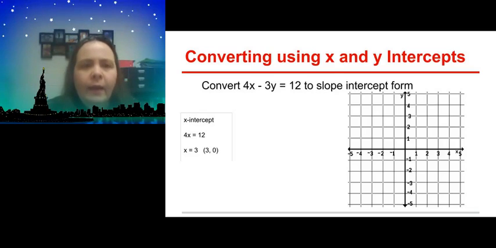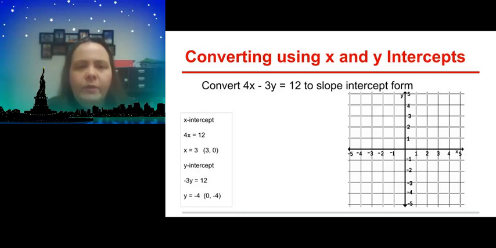Now to find the y-intercept, we're going to let x equal 0. So the 4x is going to drop out of the equation, and we just have negative 3y equals 12. When we divide by negative 3, we get y equals negative 4, and our y-intercept is at the point 0, negative 4. Now we're going to plot those on the graph that is there. We're going to plot 3 on the x-axis, and there it is. Then we're going to plot negative 4 on the y-axis, and there it is.